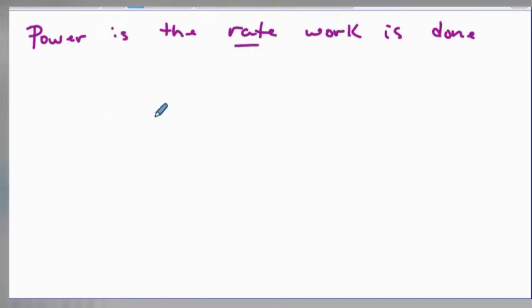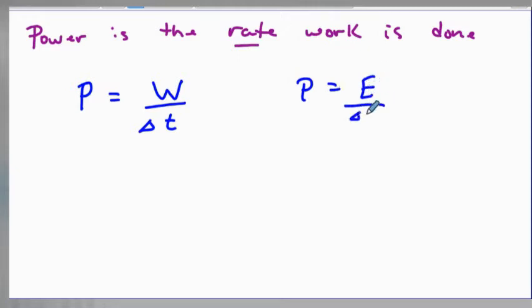So power is the rate at which work is being done. In other words, power is equal to the work divided by the time. Or we could say it's the energy divided by time, because remember, work and energy are very connected concepts. So work and energy divided by time.